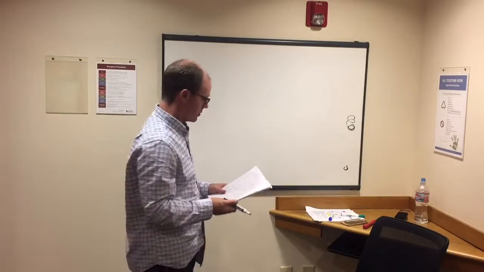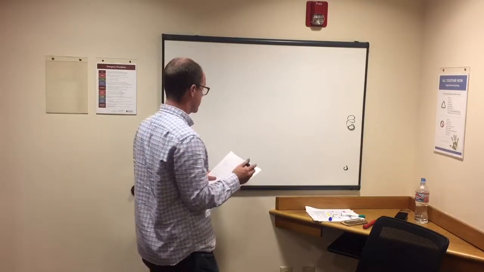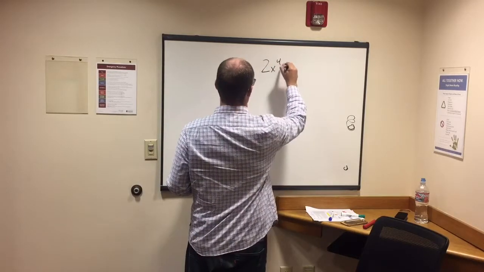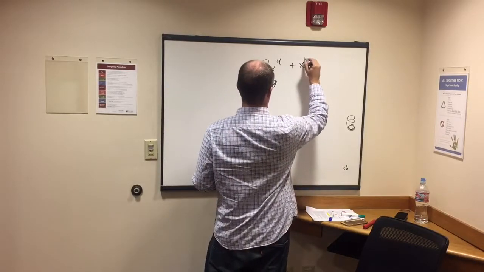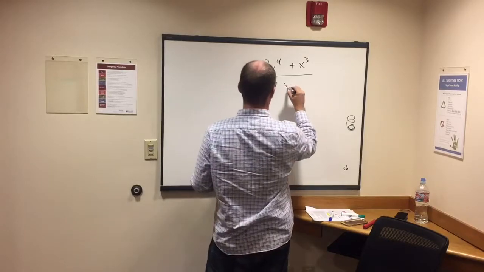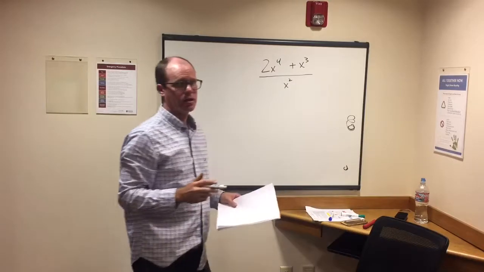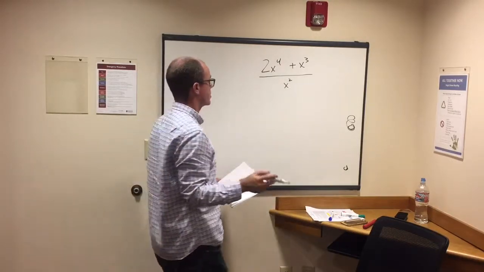Take a look at distributive and commutative property. So we need to know the difference in these two. First, let's look at one with the distributive where there's division. So we'll have 2x to the fourth plus x to the third all over x squared.